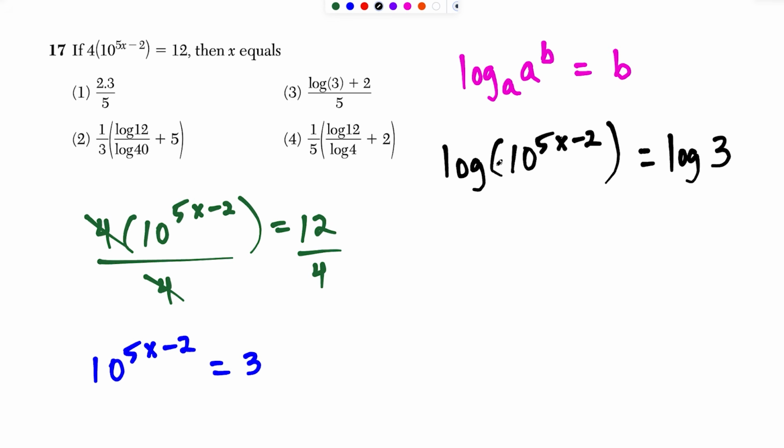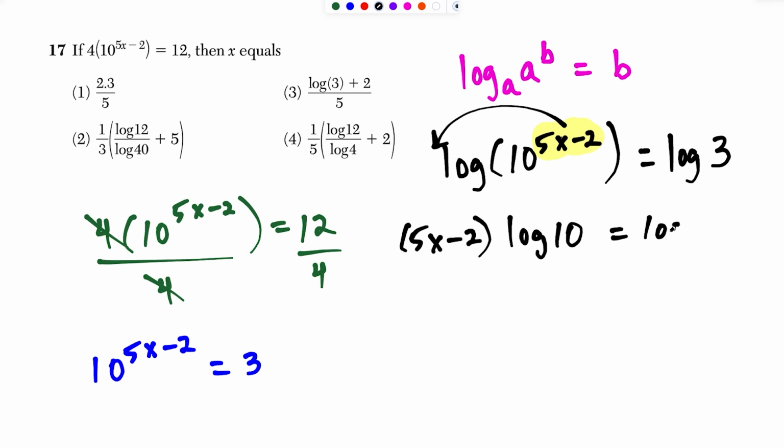And now at this step, if you just recognize that the base of this log matches the base of the exponent, that they'll just cancel, then great. Otherwise, what you could do is you could use the exponent property of logs. So anytime I have an exponent inside of my log like this, I could bring it out to the front of the log like this. So I would have 5x minus 2 times log of 10. And now this is equal to log of 3.